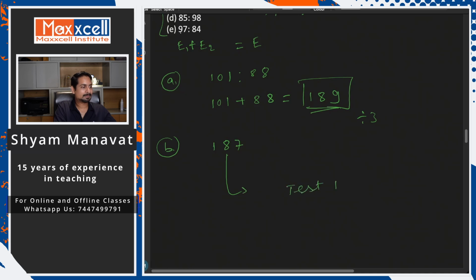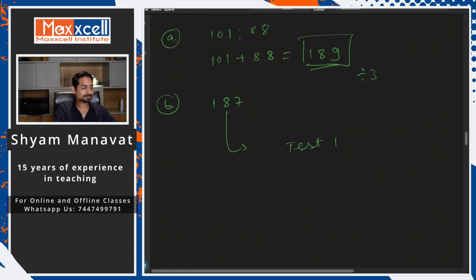Test 1 here. Test 1 is what? You divide this number by 6 and see whether this leaves remainder 1 or 5. Yes, if you divide 187 by 6, what do you get? 3 sixes are 18, 7, 6 ones are 6, remainder 1.